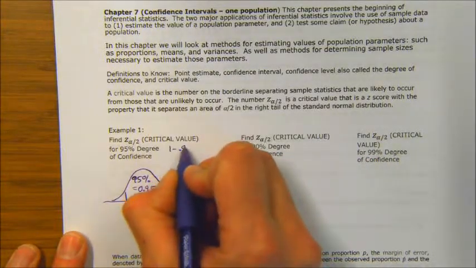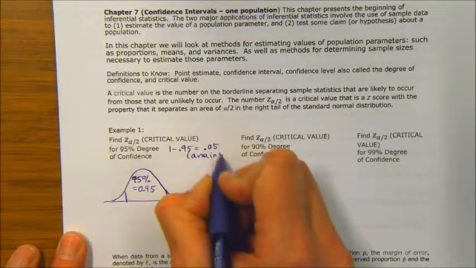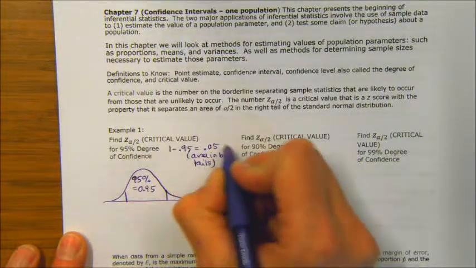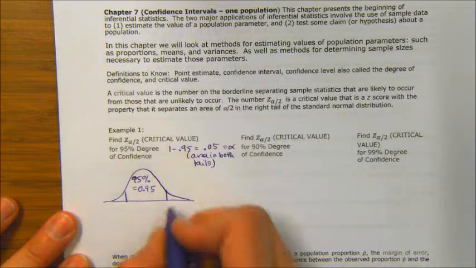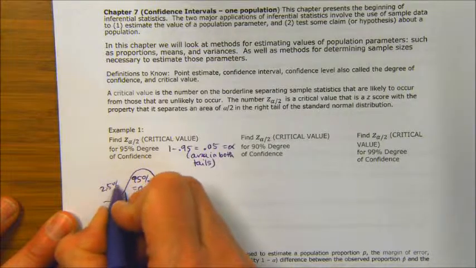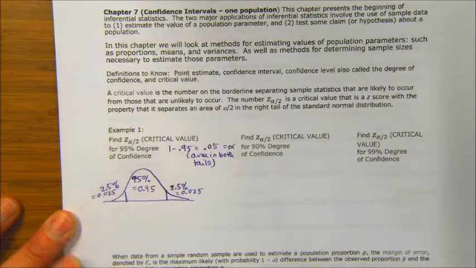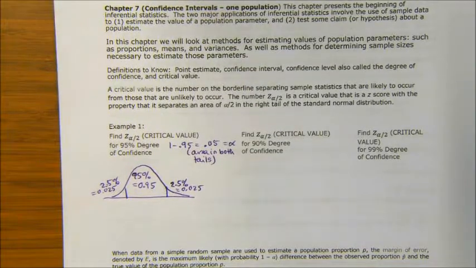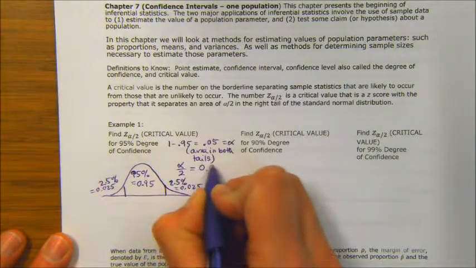So 1 minus 0.95 gives us the area in both tails. So that's equal to our alpha. So there's 5% in both tails, which means there's how much in each tail? 2.5%, which is 0.025. Sometimes it's easier to work with a percentage, but make sure, later on when you're actually using these numbers to find area, you're going to have to convert it to decimal numbers. Okay, so alpha half is the area in each tail, which is 0.025.